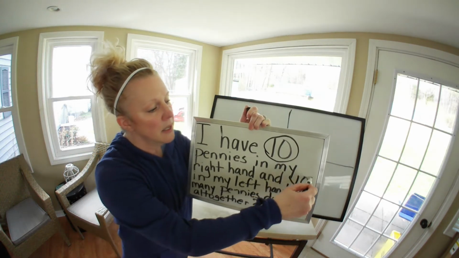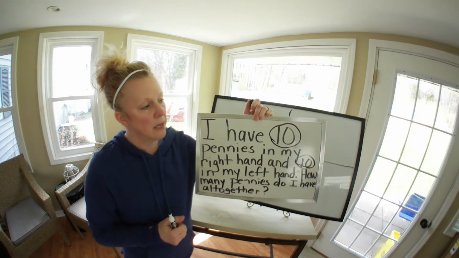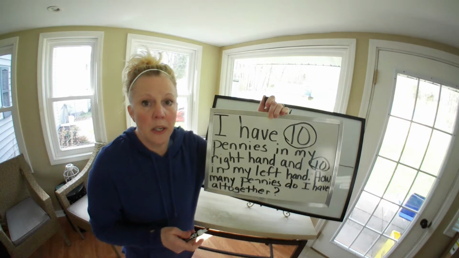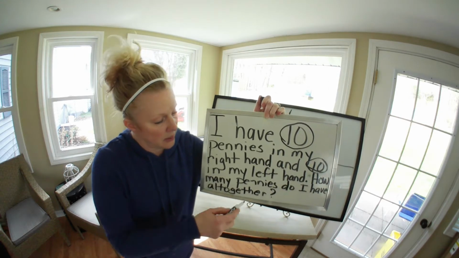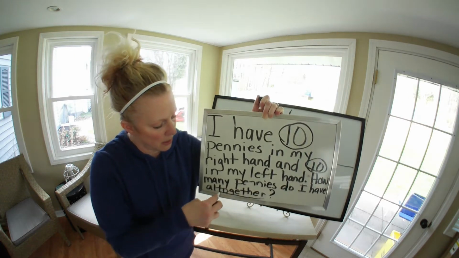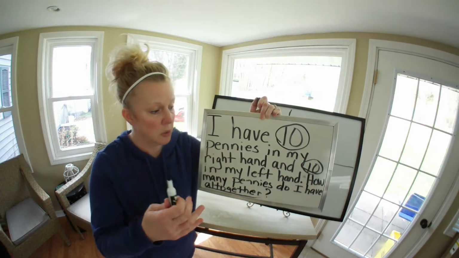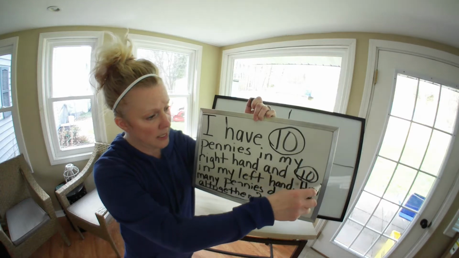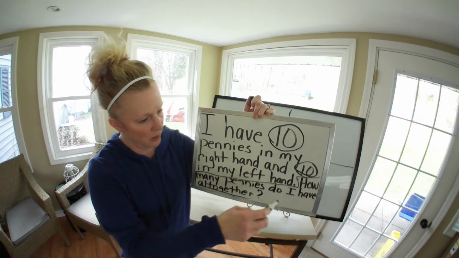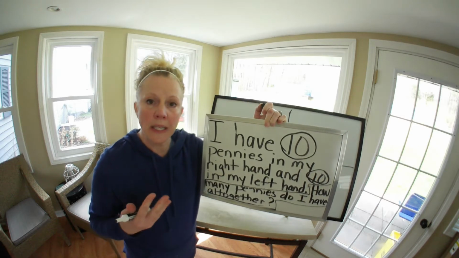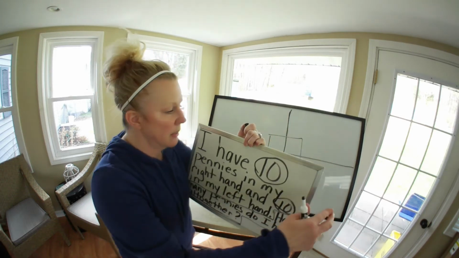So I have a 10 here and I have a 10 here. I'm going to underline the word that helps us to understand what we're doing. Are we adding or are we subtracting? In this case, we are adding, because all together tells us that we're adding. We're putting 2 numbers together. And then we can box the question, because that's what we know we need to answer. So let's get started.